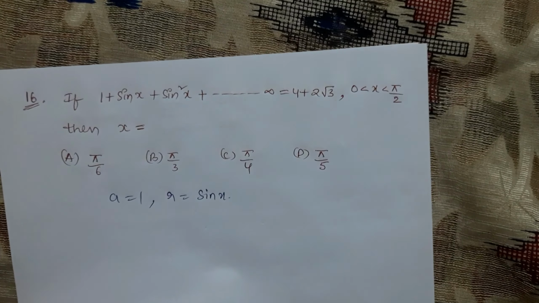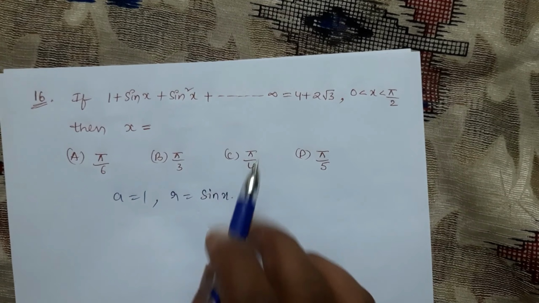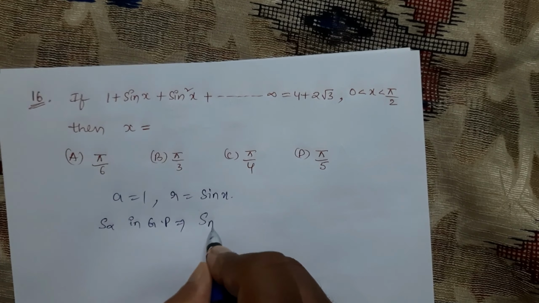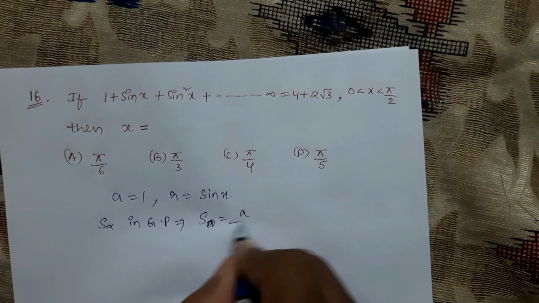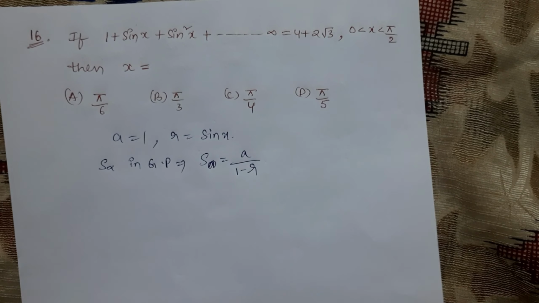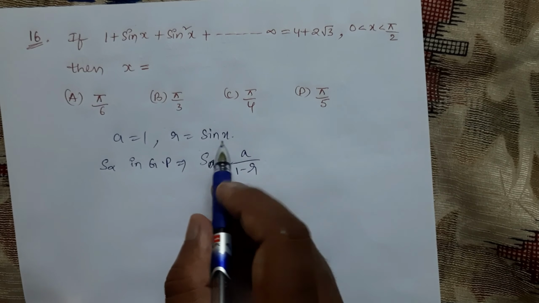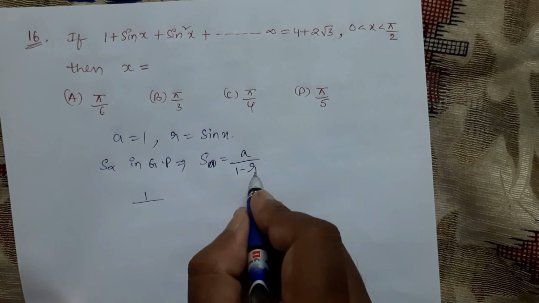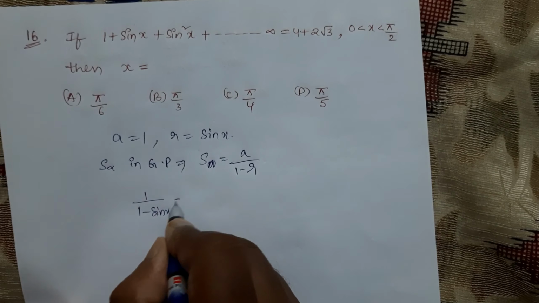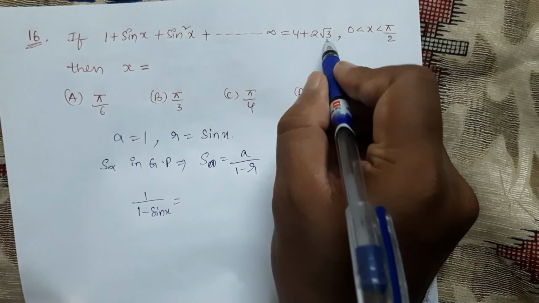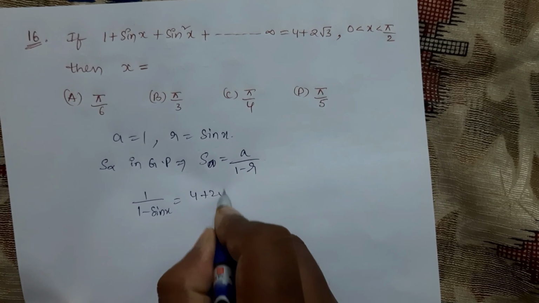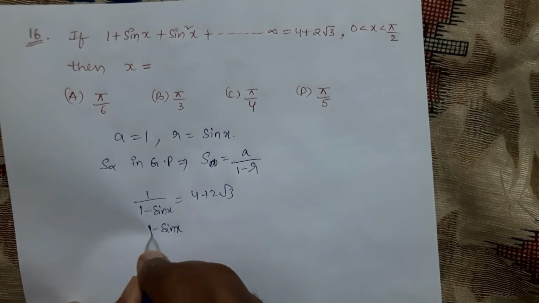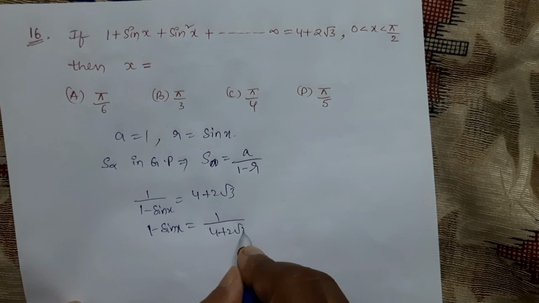That means first term 1, common ratio r value sin x. Here you can observe ಅವರು sum of infinity terms ಕೊಟ್ಟಿದ್ದಾರೆ. That means S infinity in GP. We know that S infinity is equal to a by 1 minus r formula. Okay, a by 1 minus r. A we got 1, r we got sin x. So this will become 1 by 1 minus r. This is 1 minus sin x. That sum of the series only they have given 4 plus 2 root 3. So that means it will become 4 plus 2 root 3. Now I will reciprocal this. It will become 1 minus sin x is equal to 1 by 4 plus 2 root 3.